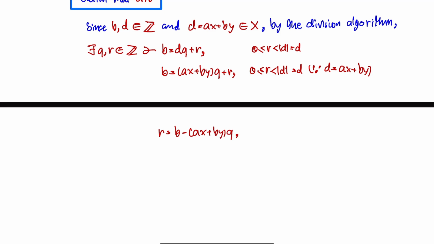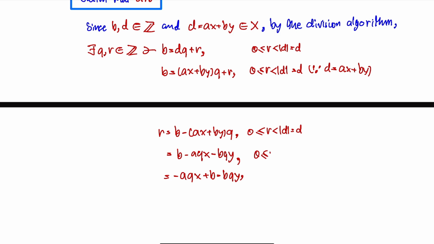Okay, then what do we have? What we have is to rewrite the equation so that the b terms are next to each other. So we have b minus a q x minus b q y. And let b be next to each other, so we're going to have minus a q x plus b minus b q y.